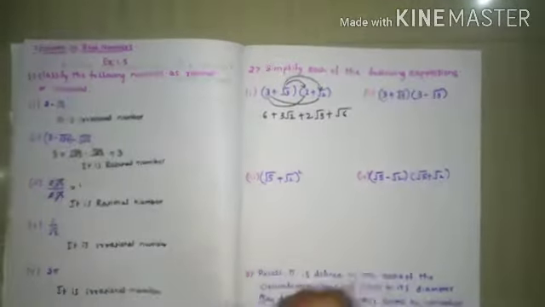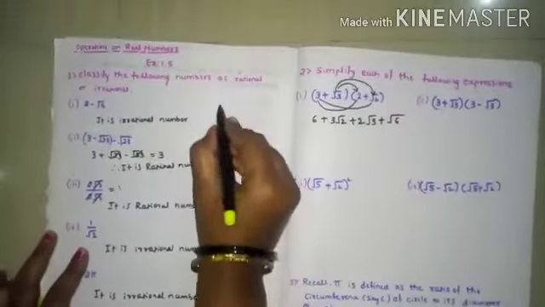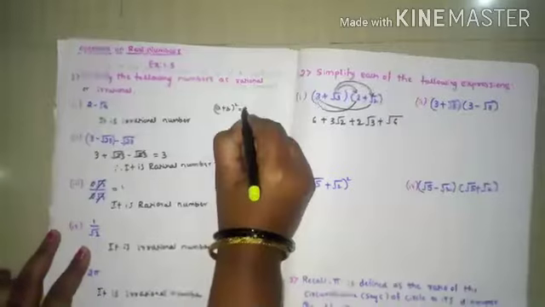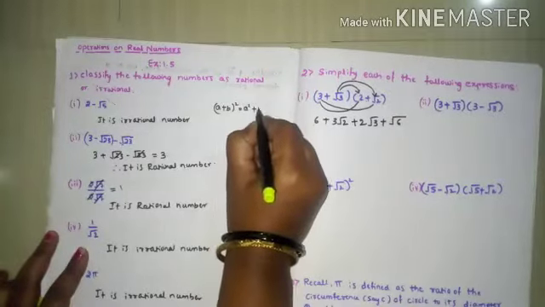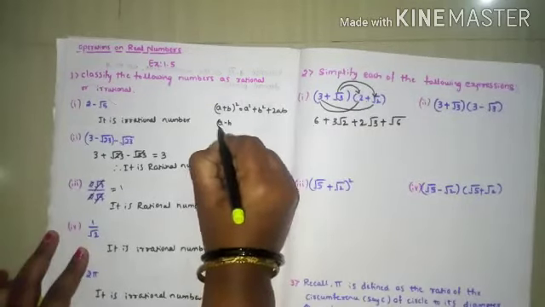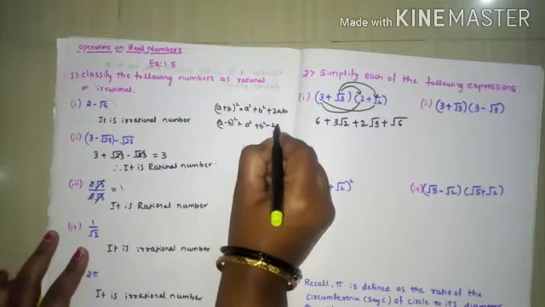Next one is also the same, and here you can use one identity. Last year you learned 3 identities: a plus b whole square, a minus b whole square, and a square minus b square. I will write them and show you which identities you learned. a plus b whole square is a square plus b square plus 2ab. a minus b whole square is a square plus b square minus 2ab.